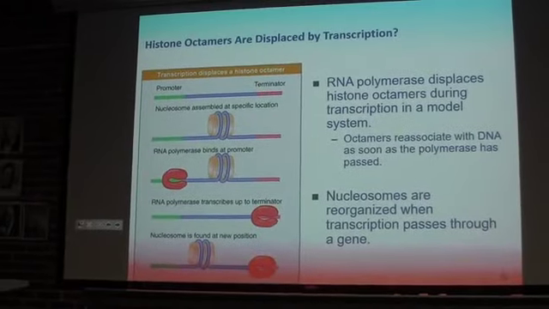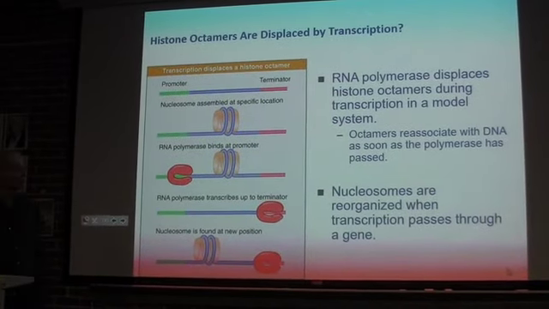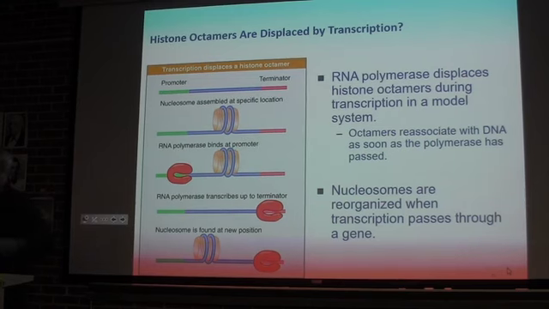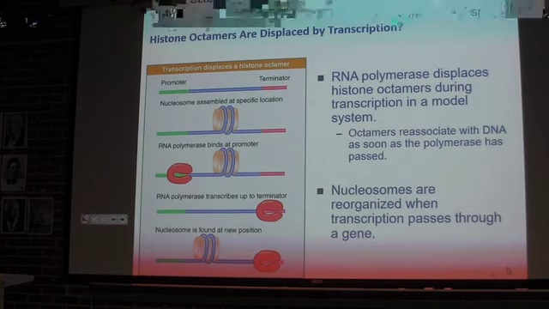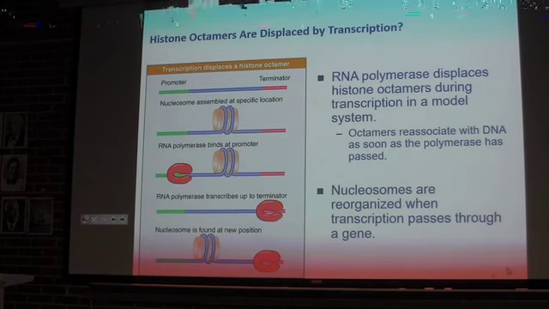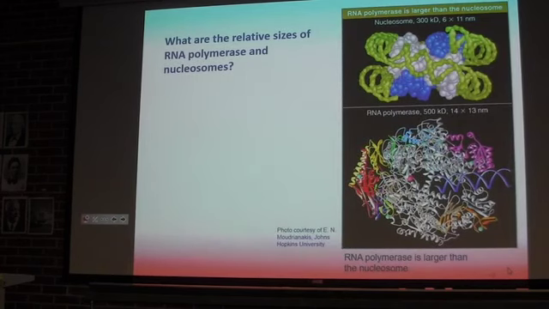Turns out they are displaced from the DNA and have to reassemble. And since we brought up the topic of transcription here, you can imagine that this is a transition into replication independent nucleosome assembly. Transcription is the best example of that. Octamers reassociate with DNA as soon as the polymerase has passed.